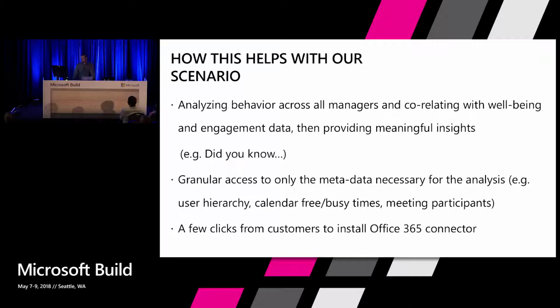So those analytics. The other thing I thought was powerful is that we can ask for only the data that we need to complete the analysis. The Graph API is very powerful, but you can also have access to a lot of stuff. In our case, all we really needed was the user hierarchy, free busy slots on people's calendars, and the participants of the meeting.